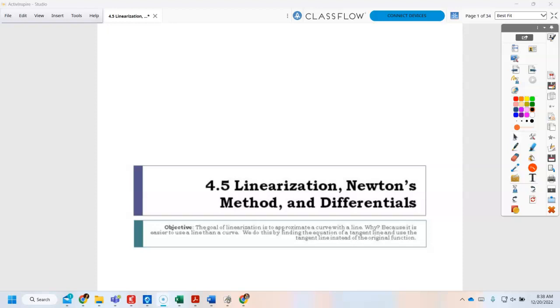So we're going to look at 4.5. We're only going to look at linearization and differentials. We do not need to do Newton's method because it is not on the AP exam anymore. It is on CHS, so we're going to take CHS. So we're going to skip over it.